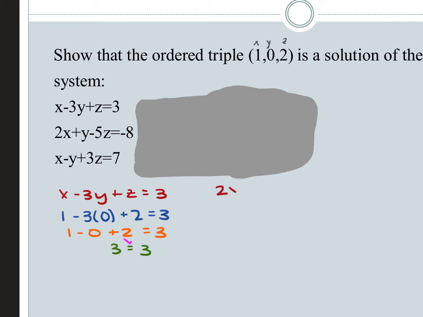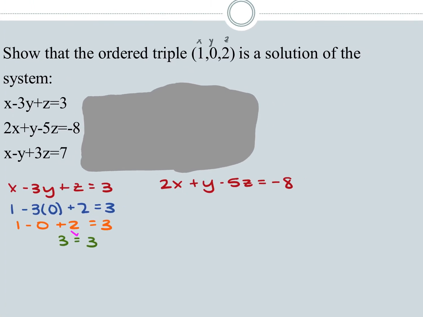The next one we have is 2x plus y minus 5z is equal to negative 8. Again, our x is 1, so that's 2 times 1, plus y, which is 0, minus 5 times z, which is 2, should equal negative 8. 2 times 1 is 2, plus 0, minus 10, should equal negative 8. The 2 minus 10 is negative 8. That gives us negative 8 is equal to negative 8, which is a true statement as well. So that one works also.